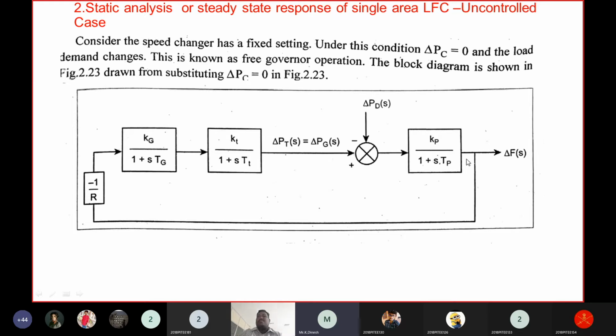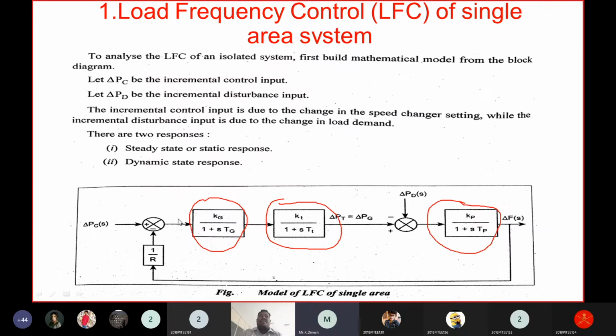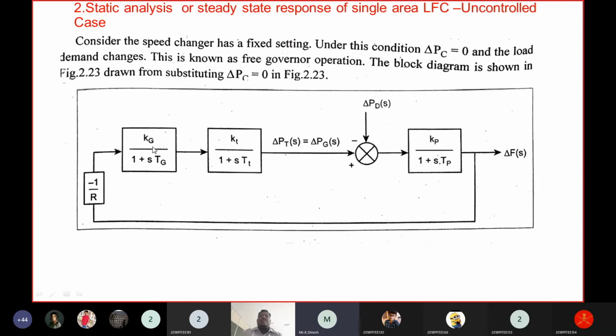So these are the blocks we have. I am neglecting my del PC, taking it as 0. In the uncontrolled case, my incremental control input is not connected; it is considered as 0. Then we have 1 plus S TG, the gain 1/R, KT by 1 plus S TT. Here del PT of S is equal to del PG of S. So I am having my disturbance, and after the disturbance, I have KP by 1 plus S TP.